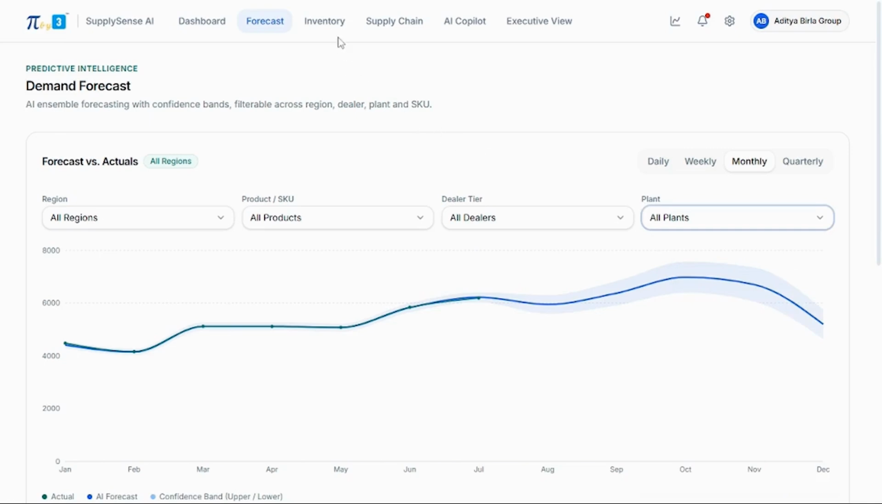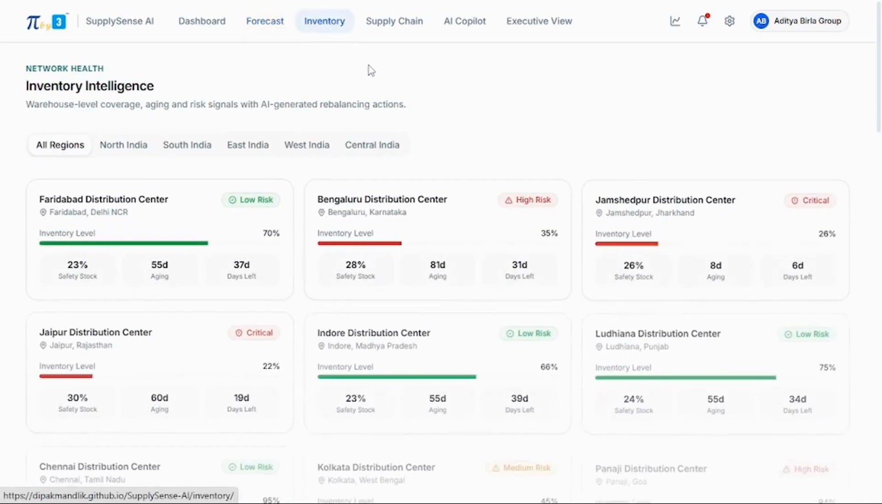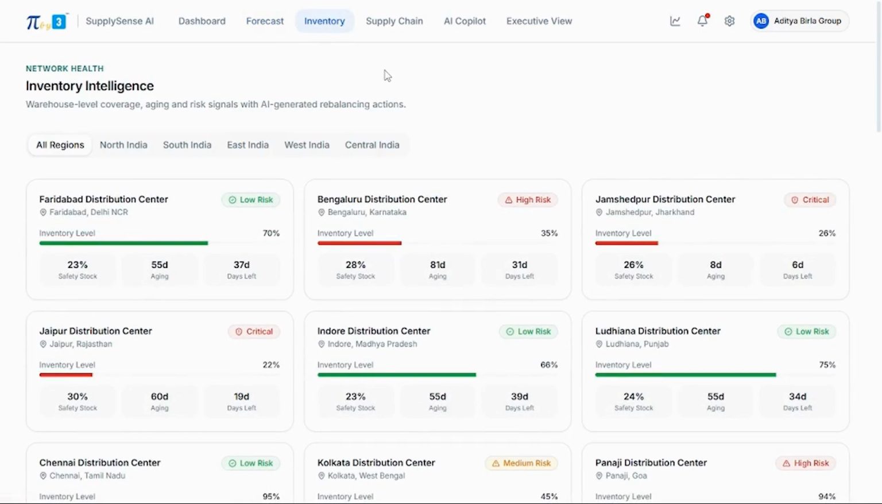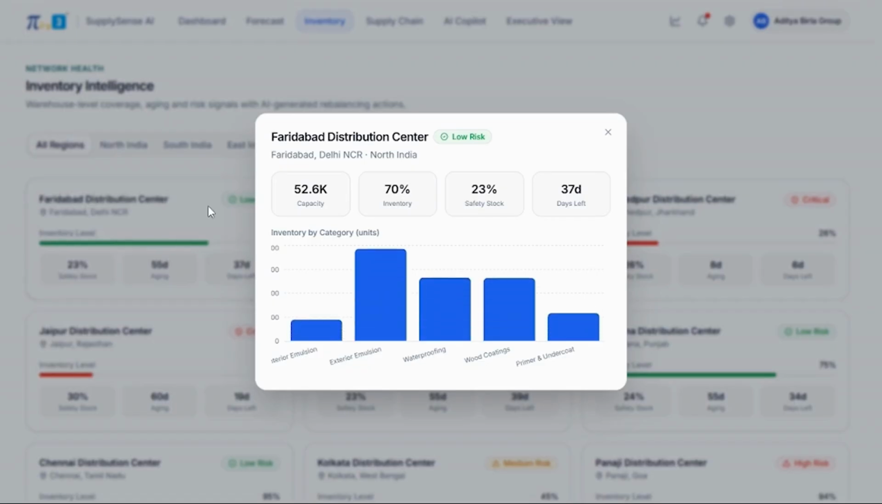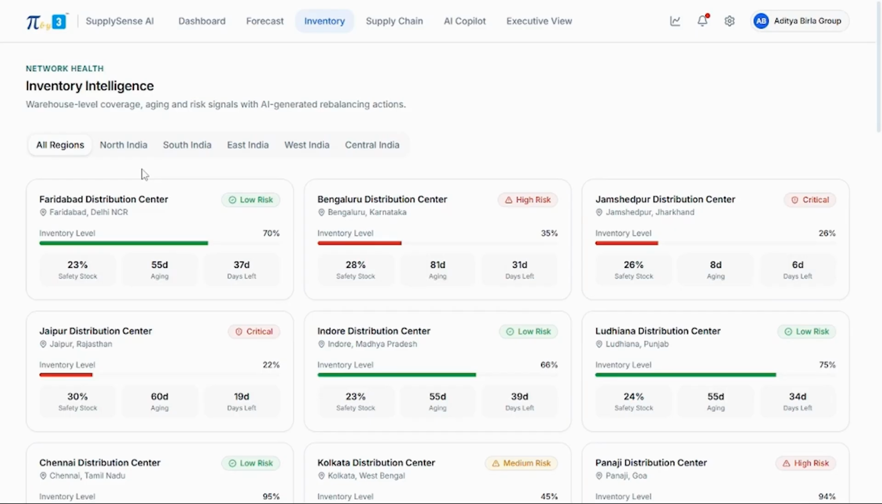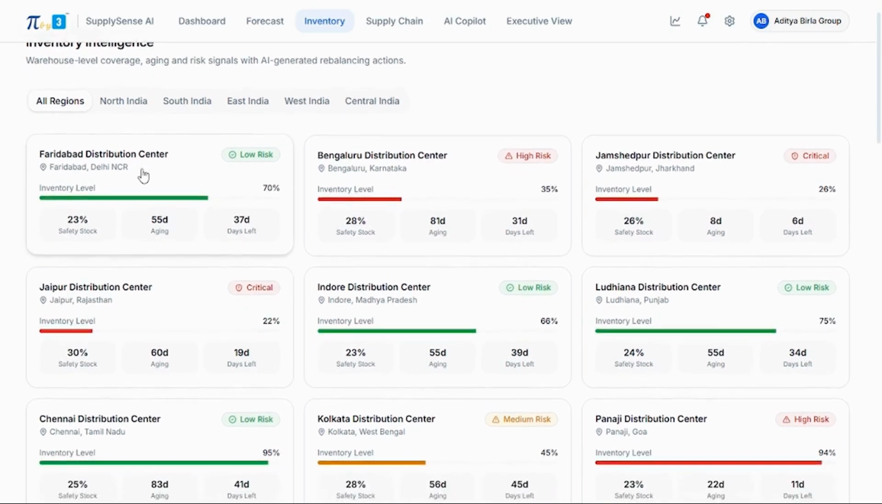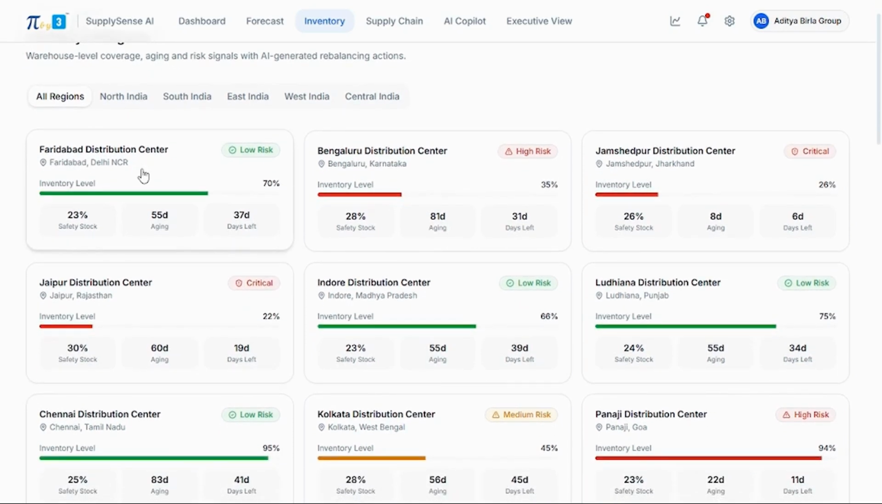Let's move towards the inventory intelligence. Here we gain complete visibility into inventory across plants, warehouses, and distribution centers. The platform identifies slow-moving inventory, excess stock, stockout risk, and inventory imbalance between locations. AI continuously evaluates inventory positions and recommends optimal replenishment strategies, enabling organizations to improve inventory utilization while reducing working capital requirements. There are several regions across which the inventory is spread out.